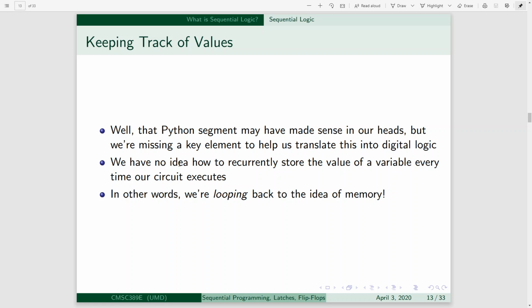We have no idea how to recurrently store the value of a variable every time our circuit executes. This is correct. If you think of all the circuits that we've made already, we really have no way of storing some value of data, whether it could even be a Boolean flag. We have no way of storing whether something should stay on or stay off.